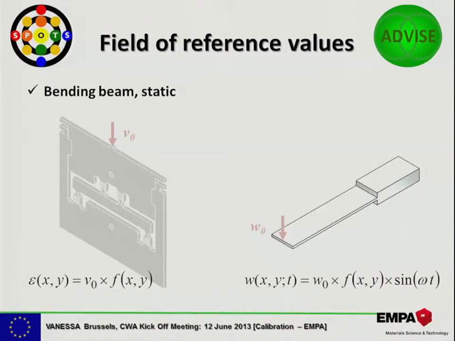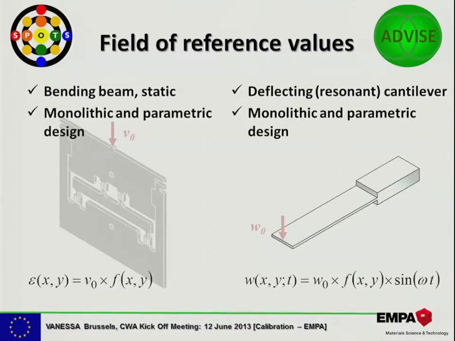So the left side is a static measurement and provides a static strain field, whereas the cantilever can be run in static loading, but also in a resonant mode of vibration. Both designs are parametric, so you can scale them to the area you need for your calibration, and they are monolithic in the sense that they are machined from a single piece of material.